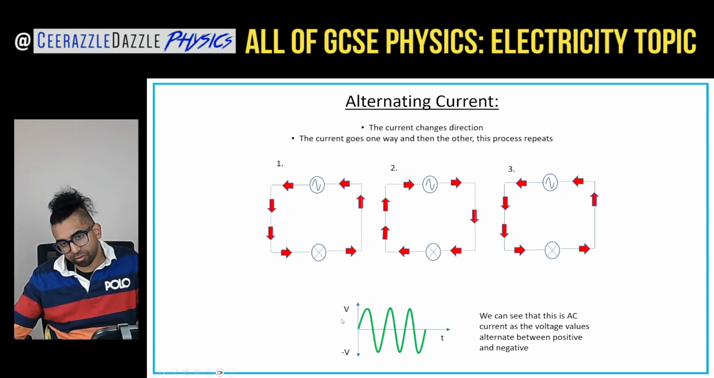So look at our graph of voltage against time right now. We can see the current goes one way, then reverses each time over here. So this is going to be the graph for the AC supply. For an AC supply, the voltage time graph looks like this.